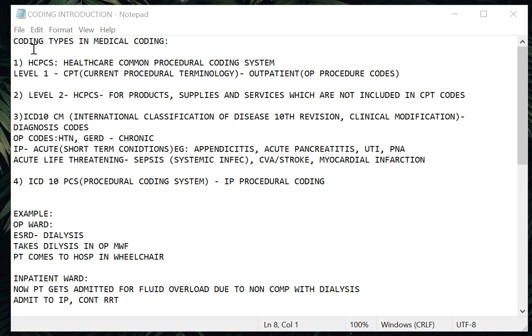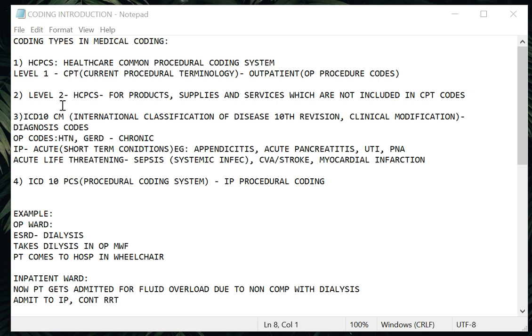Okay, so the very first thing is HCPCS coding. This HCPCS coding is nothing but Healthcare Common Procedural Coding System. Okay, this HCPCS is in turn divided into two types, that is level 1 and level 2 coding. What is this level 1 and level 2? It is nothing but what we are taking from the chart. Okay, fine.